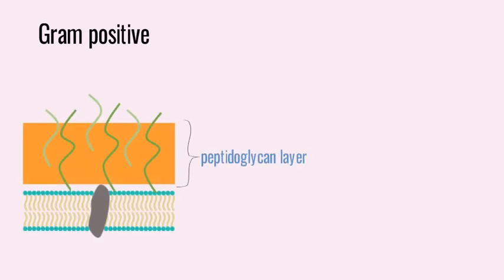In gram-positive bacteria, the cell walls are largely composed of peptidoglycan reinforced by teichoic acids, which are glycopolymers. Teichoic acids can also be anchored to the plasma membrane, in which case they are referred to as lipoteichoic acids. A thick layer of peptidoglycan surrounds the plasma membrane in gram-positive bacteria.